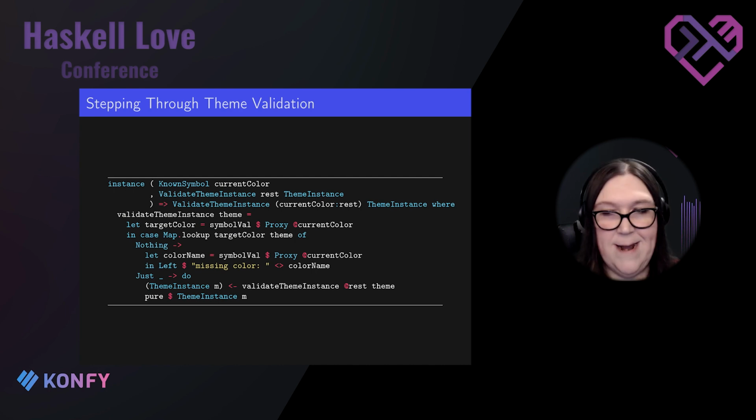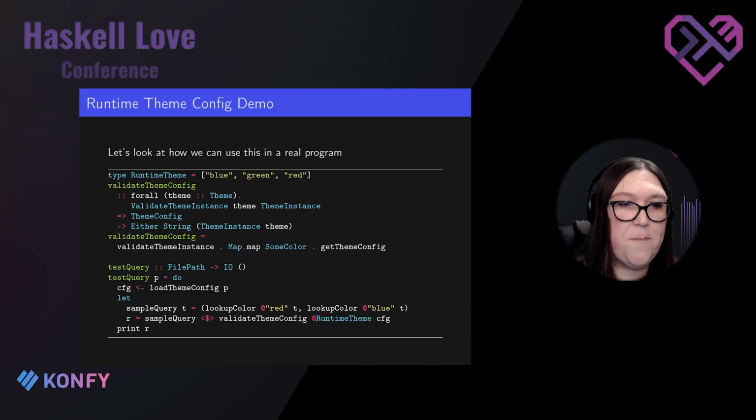We're going to see whether that exists in the runtime map that we passed in. And if it does, then great, we're going to go ahead and just validate the rest of the list. Otherwise, we're just going to throw an error, because the runtime value that we passed in didn't have something that was required at the type level. And so now we know that this type class constraint will enforce that we are correctly providing a runtime value that meets all of the requirements of our theme.